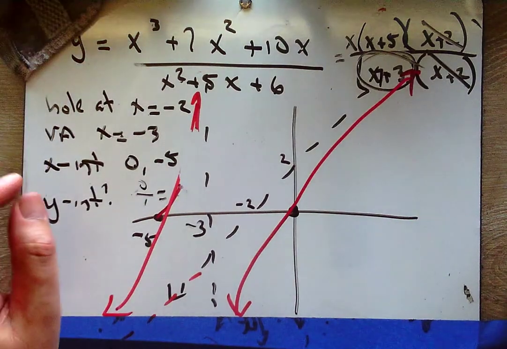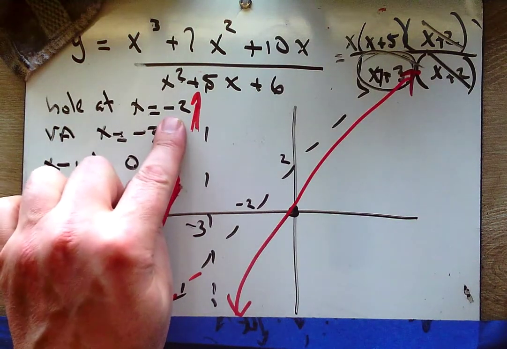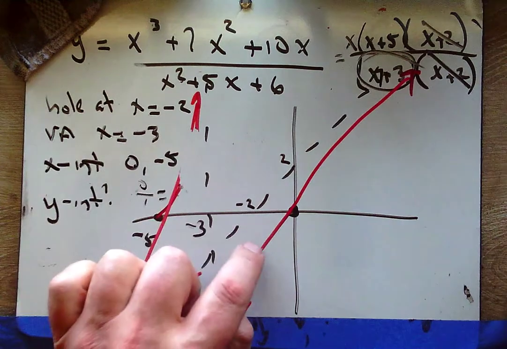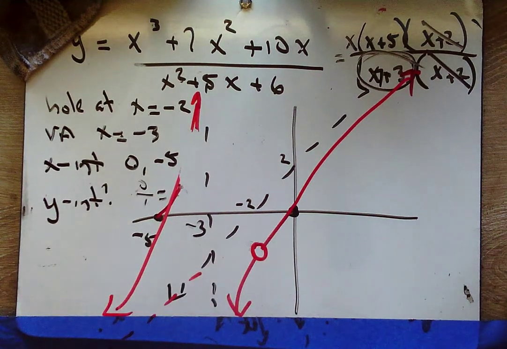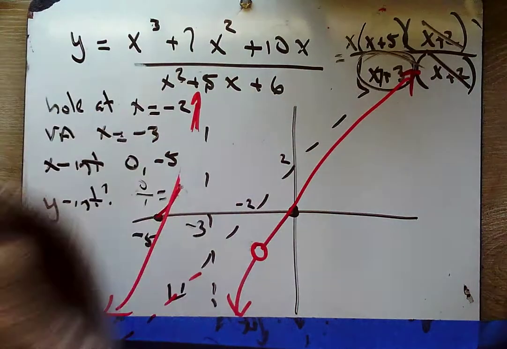Oh, but wait, no, there's a hole. -2. Please don't lose the hole. Problem has to be marked wrong if you lose the hole.